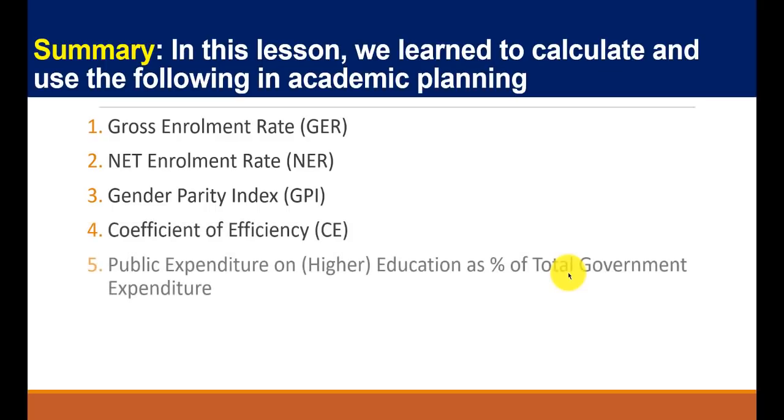So in this lesson, what have we learned? We've learned how to calculate and use the following academic planning indicators. And next lesson, we're going to take on another five.